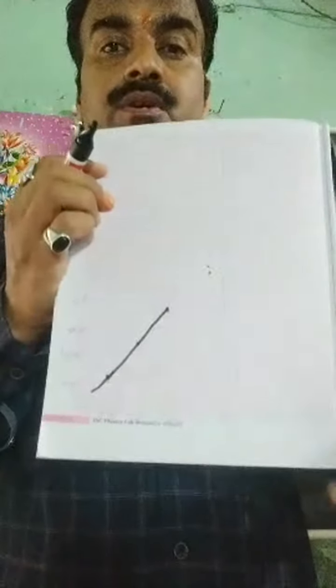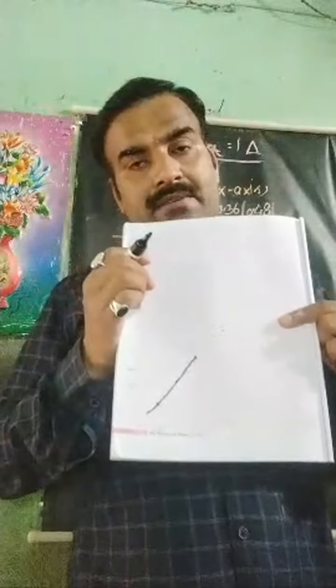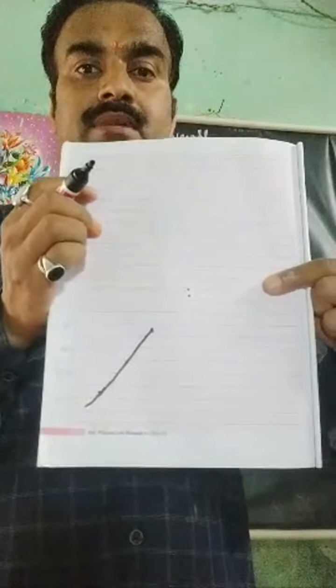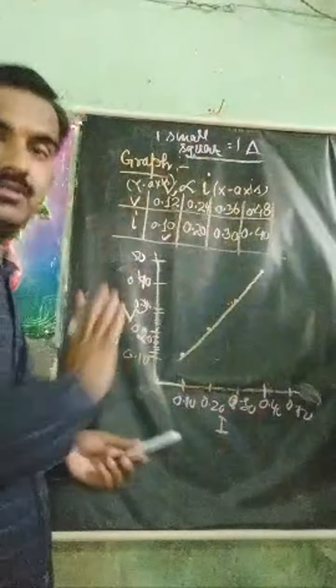By this way you can draw it. That means you have to choose the x-axis as well as the y-axis. Then after that you have to draw the graph, see it properly. If anything is not clear, this will make it clear. Okay, now draw here also.